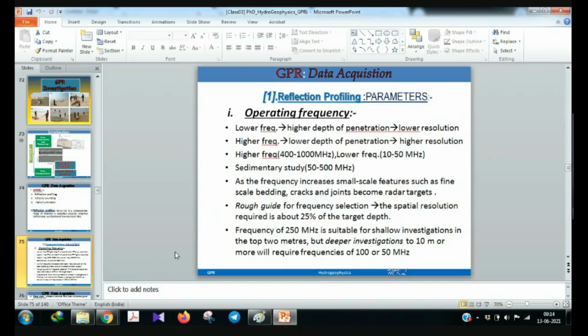So for the sedimentary study, I will suggest you go for 50 or 100 to 500 megahertz. Sometimes, due to the moisture content, the boundary layers can be identified, or due to the unconformity, you know about the unconformity, this can be identified easily on the radargram. Radargram means the radar signal or the image produced by the GPR survey.